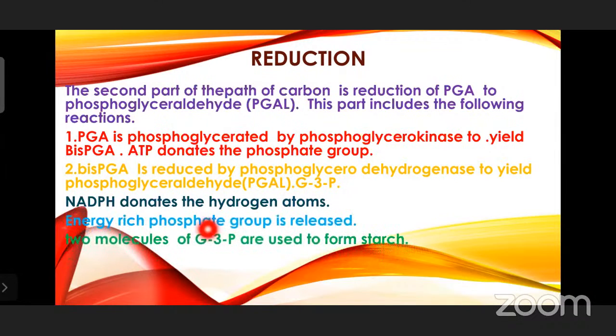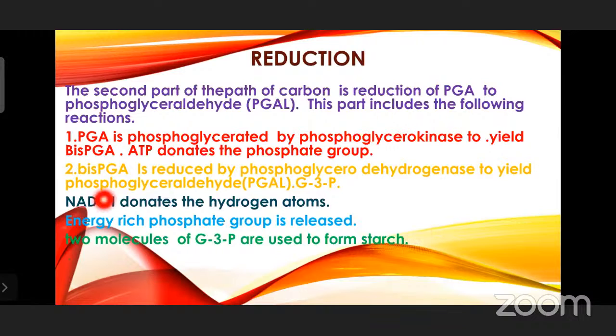So the energy-rich phosphate group is released. Now the energy-rich phosphate group is getting released. Why? Because ATP and NADPH are energy packets. These energy packets are now transferred to our G3P, glyceraldehyde 3-phosphate. So 2 molecules of glyceraldehyde 3-phosphate are used to form starch.